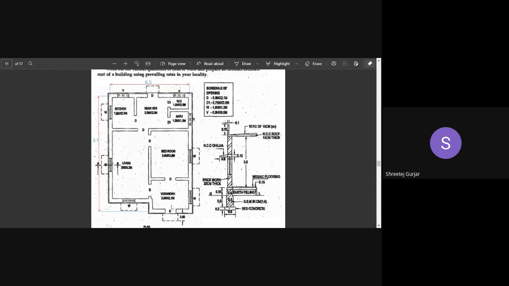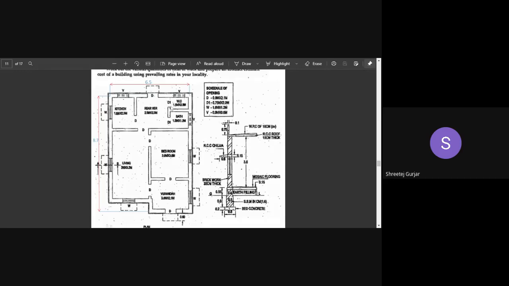Door D is here, one is here, and one more is here. Here you have one, and at the back side you have one door. All of these are D doors, which have a size of 0.9 meter in width and 2.1 meter in height. Coming to doors D1, they are two in number, provided over here. They are smaller than door D, 0.75 meter in width and 2 meter in height, provided to your water closet and your bath.